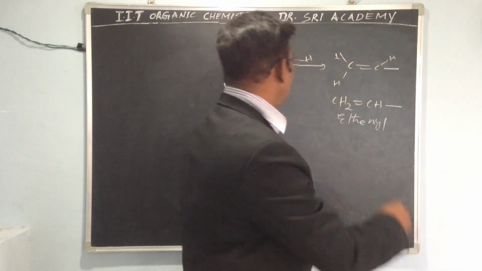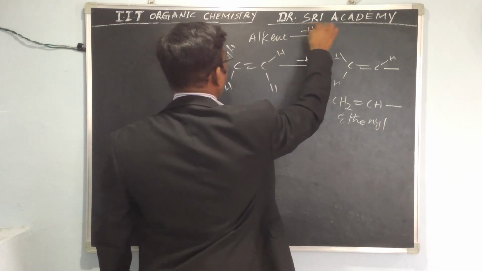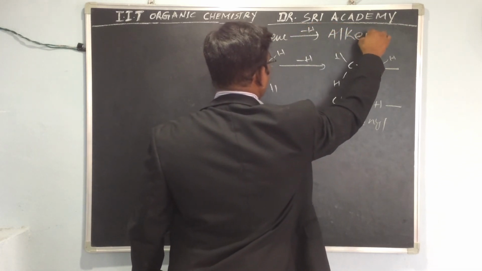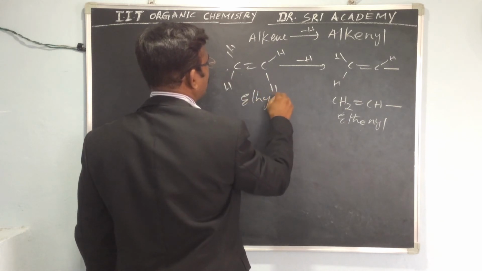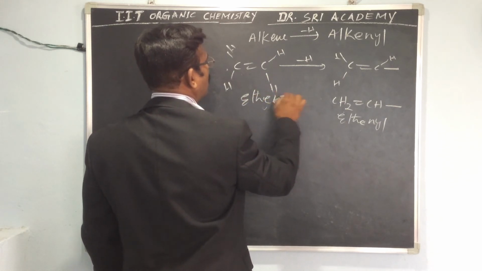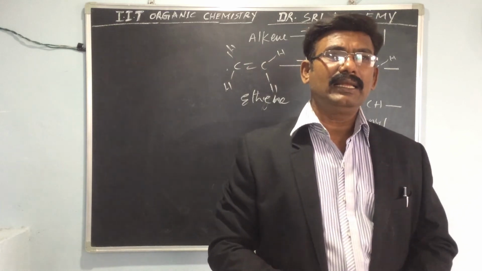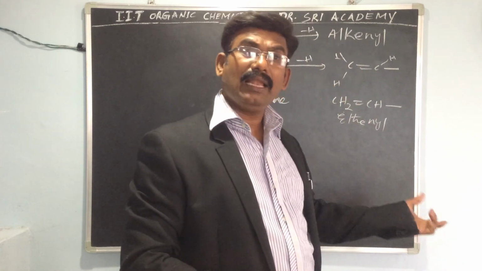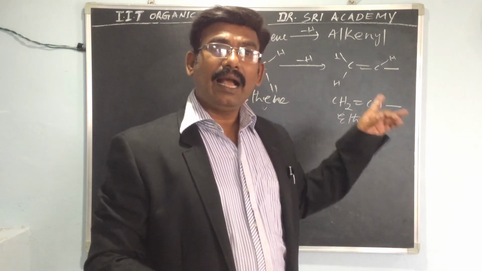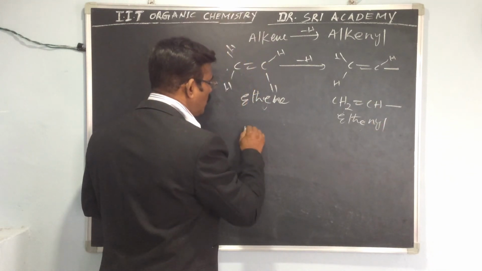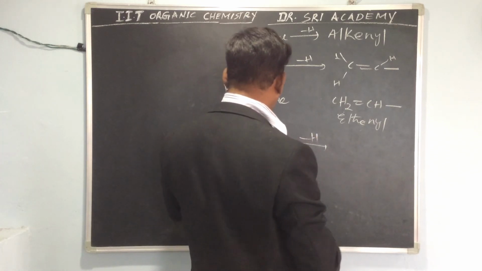So removing one hydrogen from an alkene gives alkenyl. Similarly, ethene gives ethenyl, propenyl, butenyl, pentenyl, hexenyl, heptenyl. Similarly for alkynes, remove one hydrogen from an alkyne to form alkynyl.